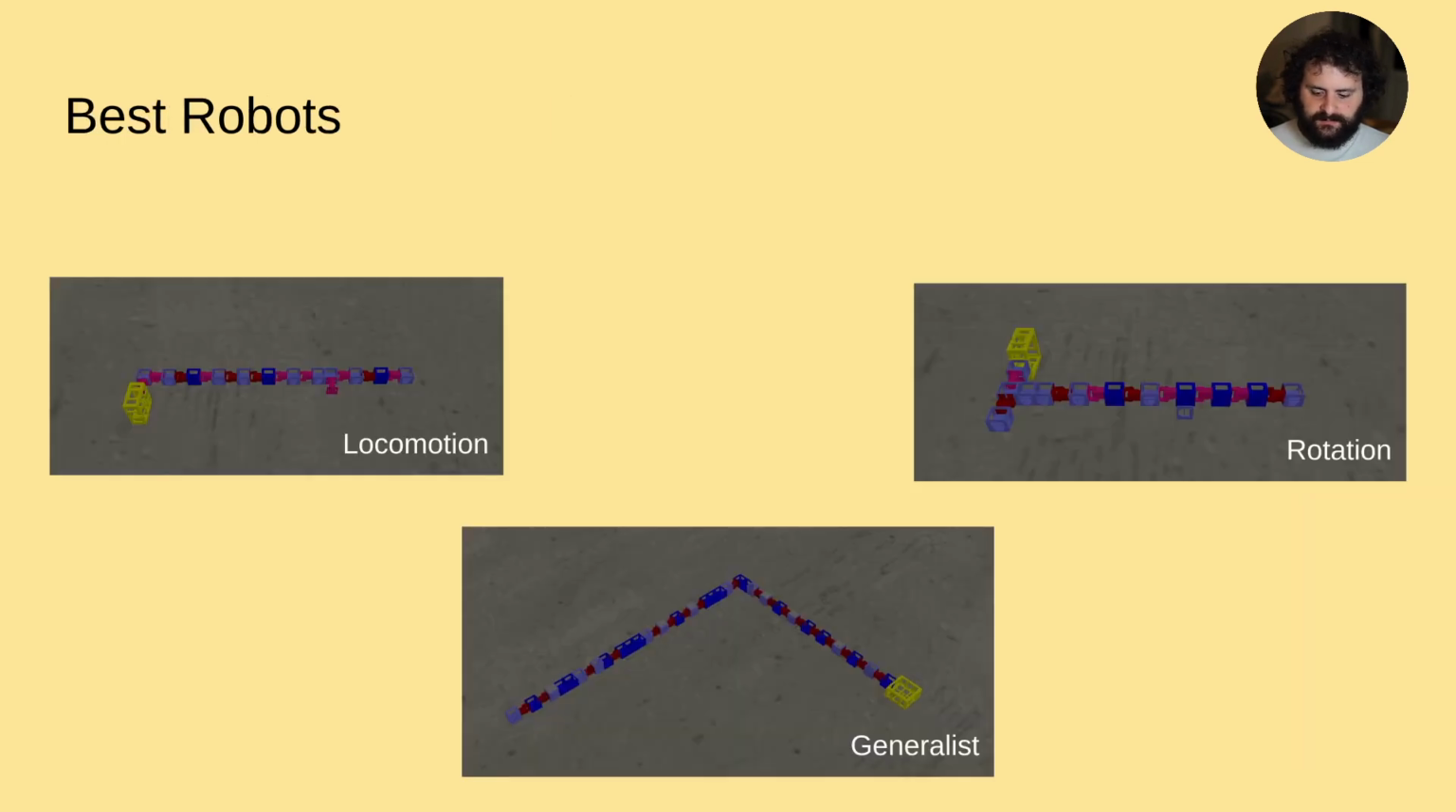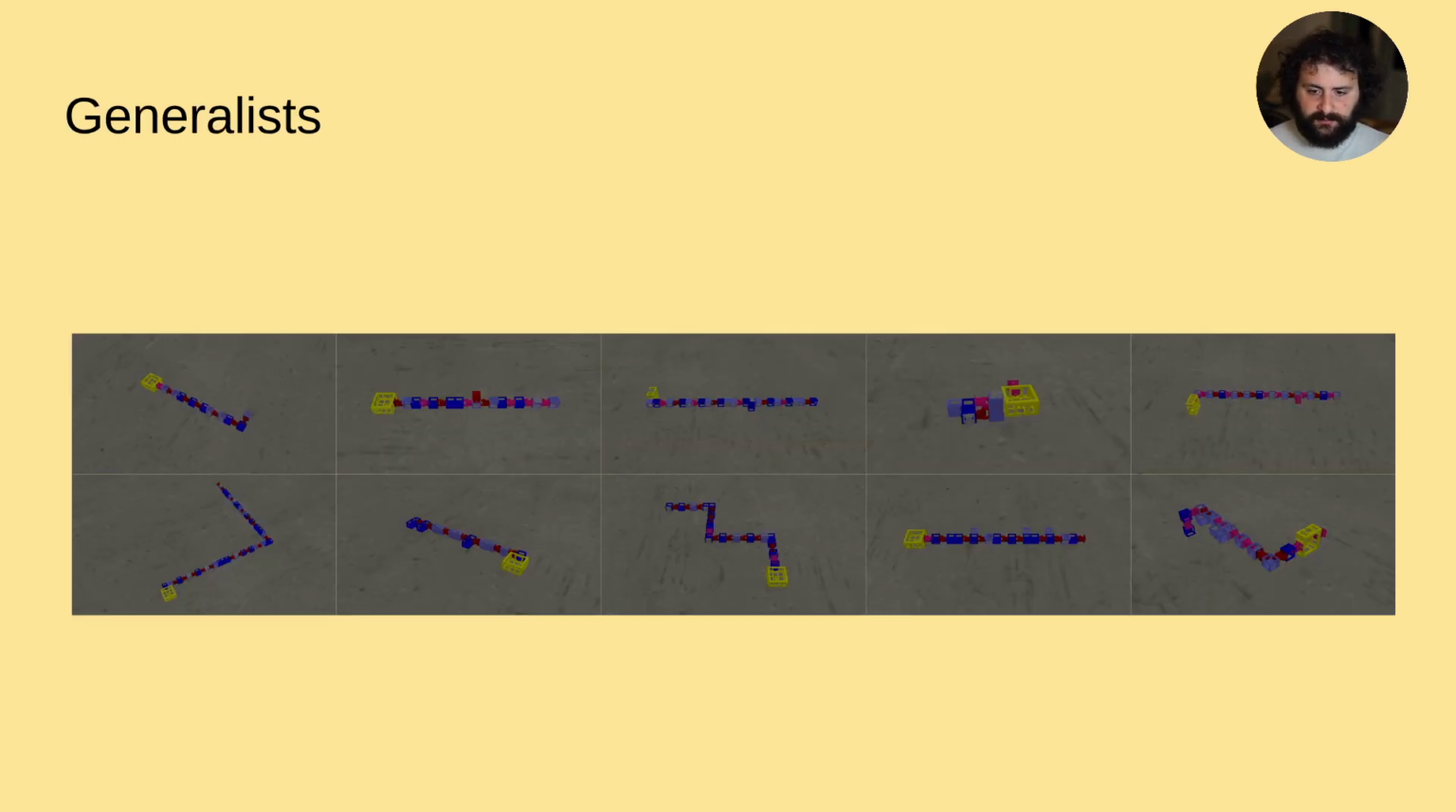And so this is the end. We didn't really try to build a final robot, but I want to show you what our robots finally look like. These are the best robots across the runs, and these are all the generalists you can find.